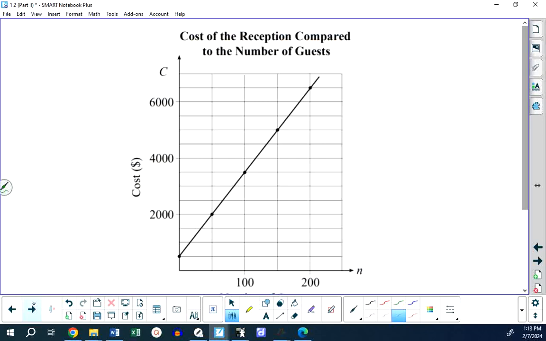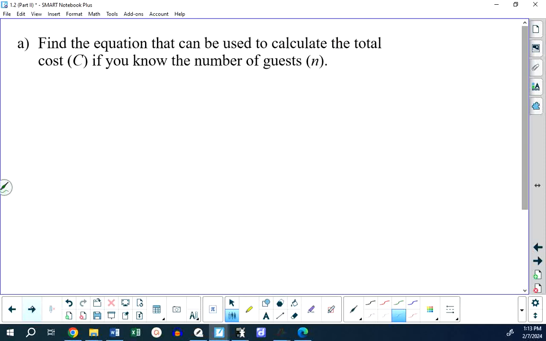Okay. That is not what this couple is going to use. The couple might have 100 people, they might have 28 people. We don't know. But this shows the cost for a large number of different couples that would get married. What's the equation relating cost to n?